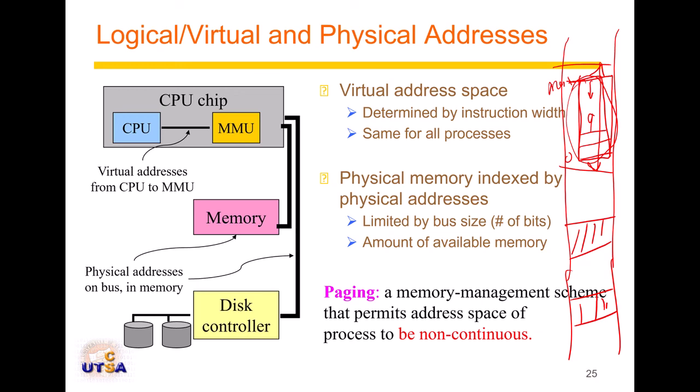Anyway, the addresses that are generated by the CPU within that logical address space are called logical addresses or virtual addresses. And when this address is translated and we get the physical address, then we say this is a physical address. So we need to have some kind of a mapping from logical addresses to physical addresses, and this is done by the memory management unit.